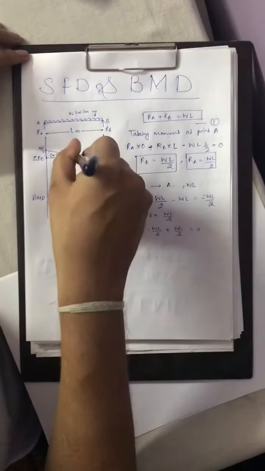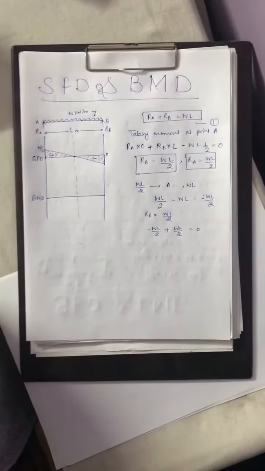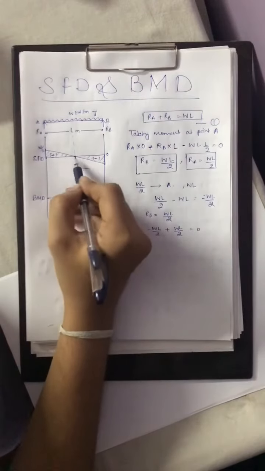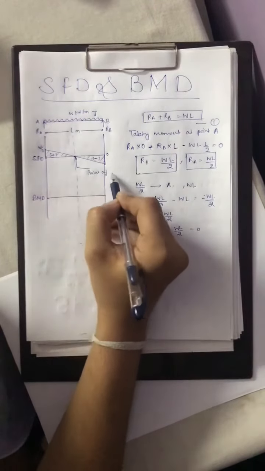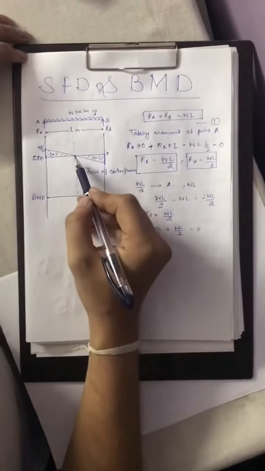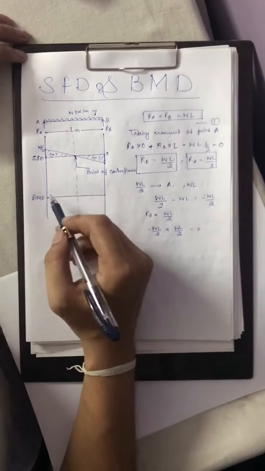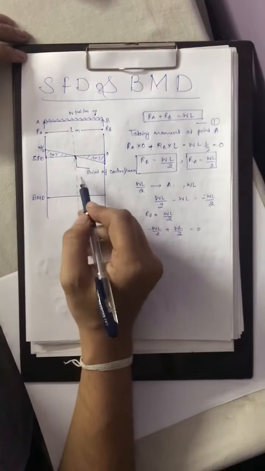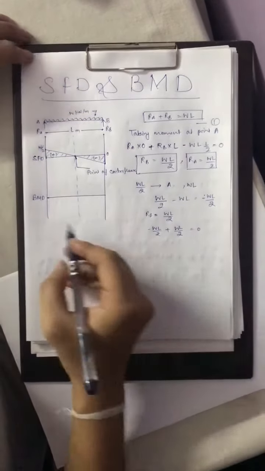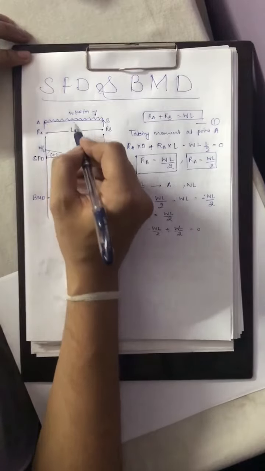At this point the shear force becomes 0, and the point where the shear force changes its sign from positive to negative is called the point of contraflexure. At the point of contraflexure, the value of bending moment is maximum. It means the magnitude of bending moment is maximum at the point of contraflexure. So let's find the bending moment at each of these three points: A, B, and this point C, which is the point of contraflexure.